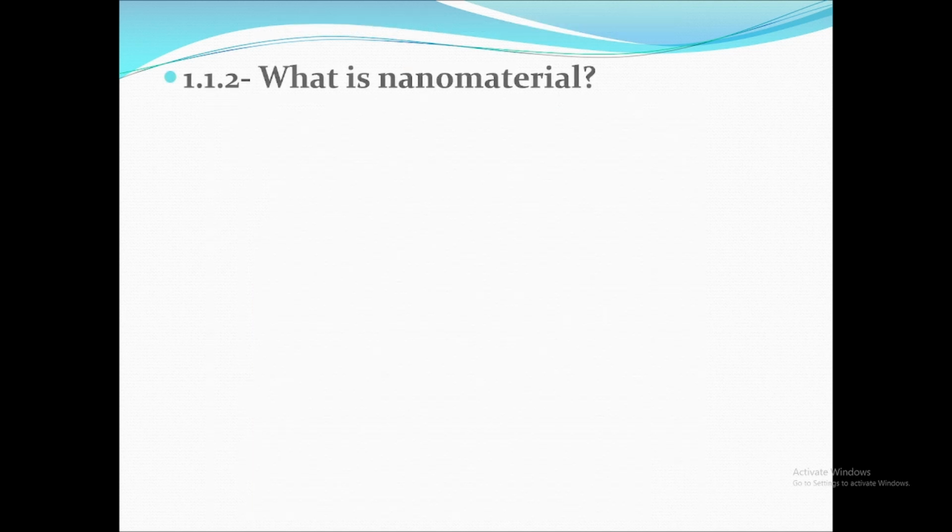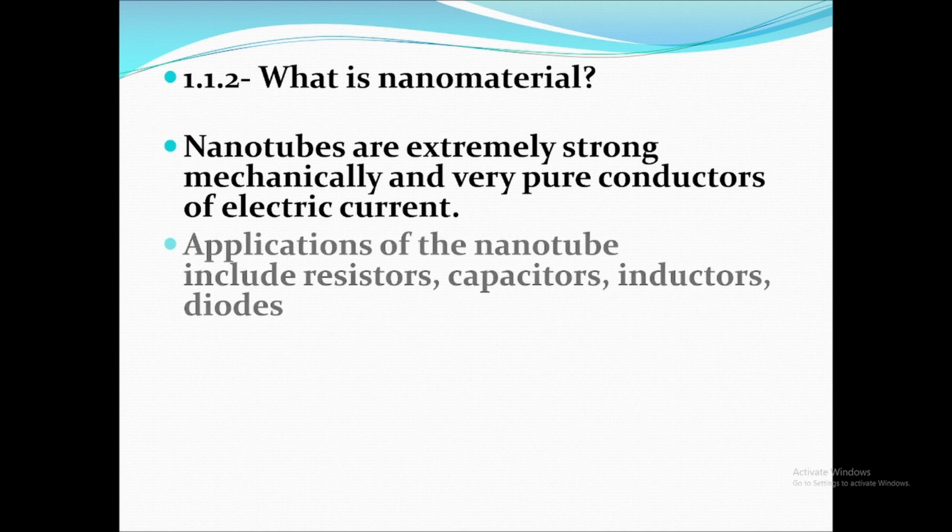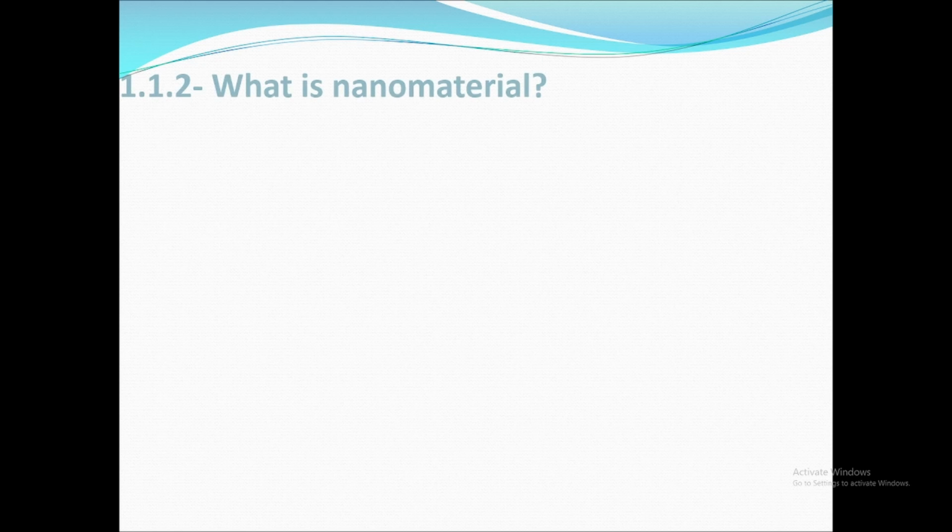Next one is the properties and applications of nanotubes. Nanotubes are extremely strong mechanically and very good conductors of electricity. These carbon nanotubes are mechanically strong and excellent conductors of electricity. Their applications include electronic components such as resistors, capacitors, inductors, diodes and transistors. They are also used in energy storage devices and flexible electronic systems.